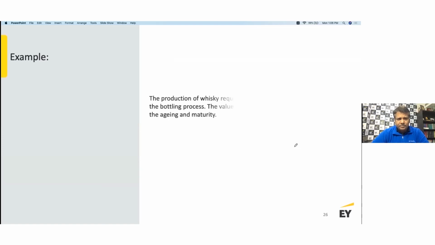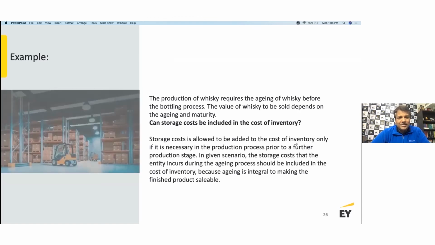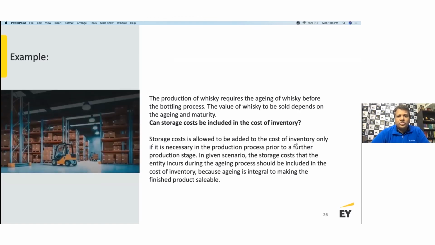Let's take an example. The production of whiskey requires the aging of whiskey before the bottling process. So you've got to hold them, keep them in cask for a long duration. The value of whiskey to be sold depends on the aging and maturity. Now, can storage cost be included in the cost of inventory? The answer is yes. Storage cost is allowed to be added to the cost of inventory only if it is necessary in the production process.